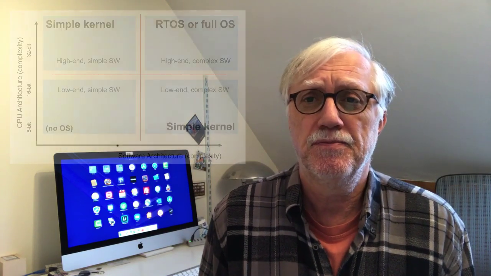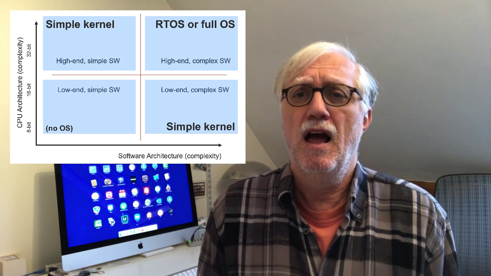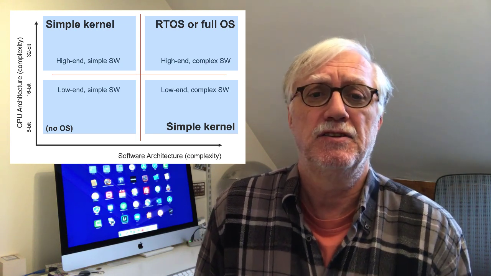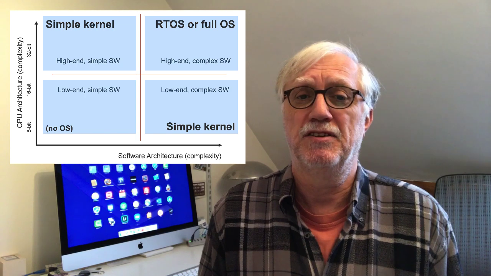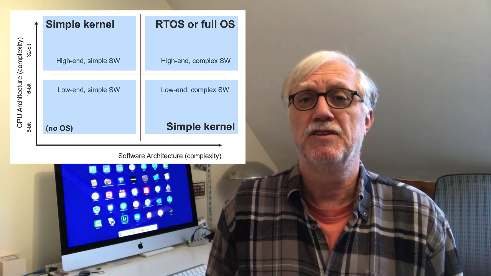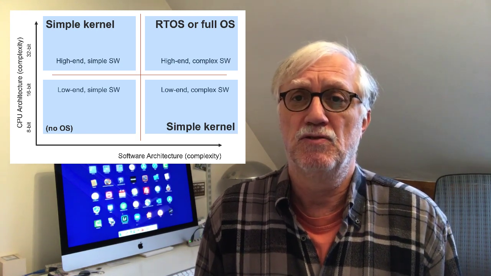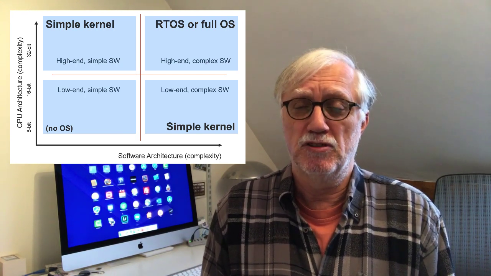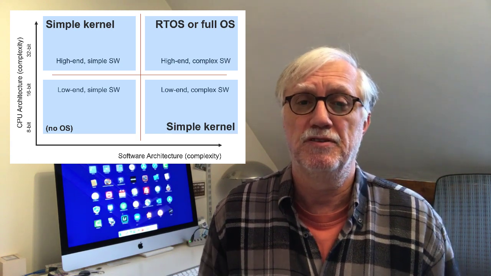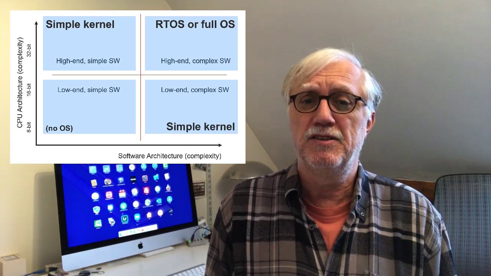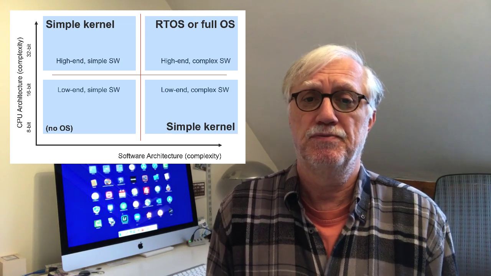The starting point is to ask the question, do you really need an operating system? That isn't quite as straightforward as you might expect, but we can make some fair guesses. If we take a look at this graph, we have along the horizontal axis increasing software complexity, and up the vertical axis we have increasing CPU complexity, which actually I equate to data bus width. So with 8-bit devices at the bottom going up to 32, and of course it would go beyond into 64. We can divide this space into 4 quadrants.